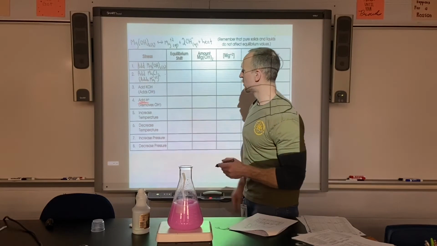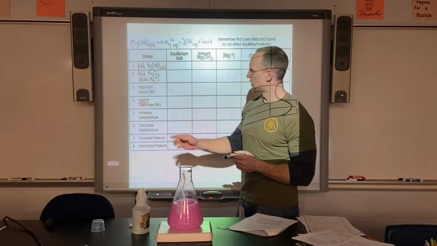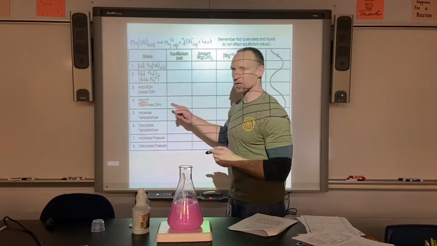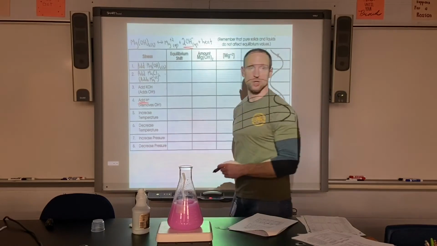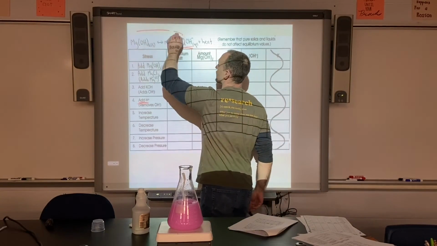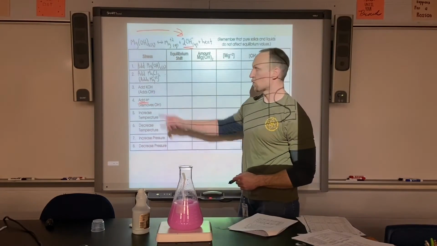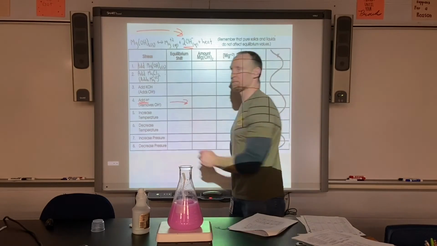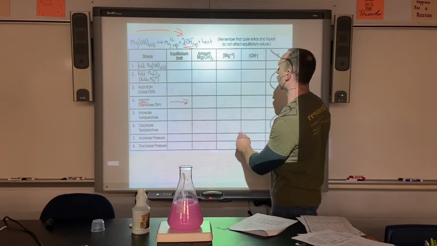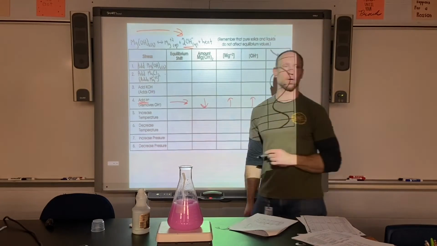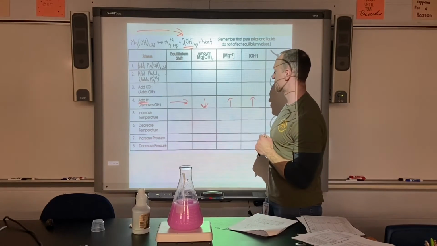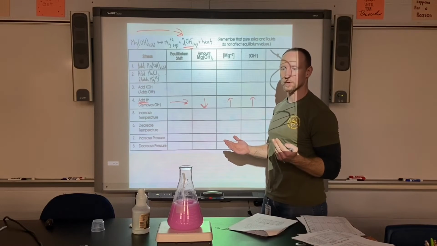So what did we do? We shifted in the direction of what was taken away, towards what's taken away. So here's my OH. So I'm shifting right. So by me removing hydroxide, I'm shifting right, which means whatever I'm going towards goes up, and whatever I'm going away from goes down, right? So that's what happened here.